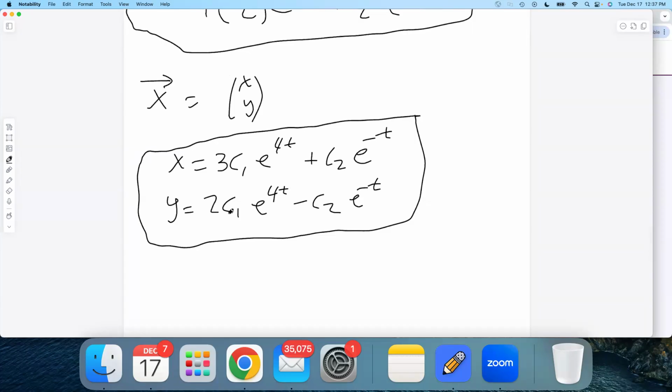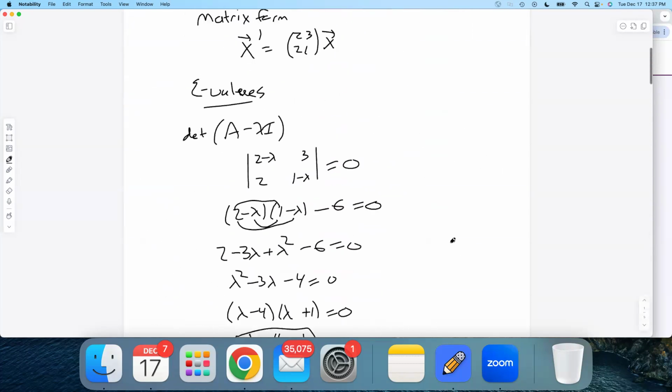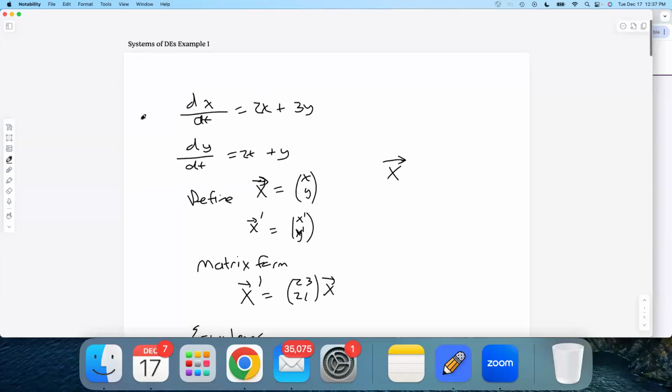Now, you can check this on your own, and you should go back. If you plug this in for x and this in for y, back up here in this original system of DEs, so you'd have to take the derivative of x with respect to t, derivative of y with respect to t, both of those solutions will satisfy these two equations.